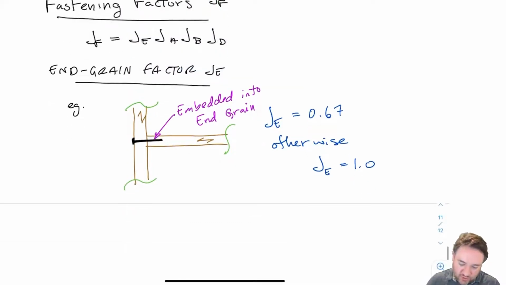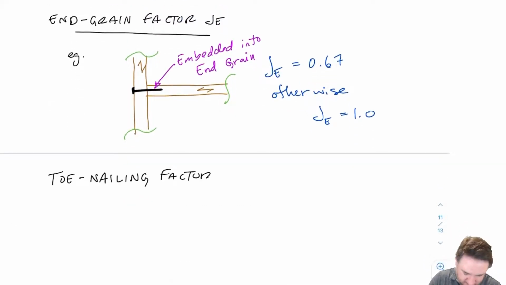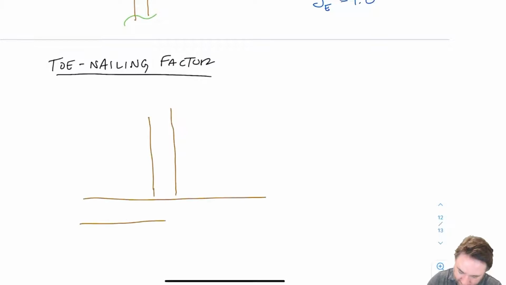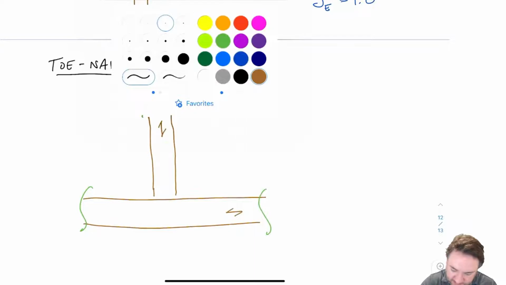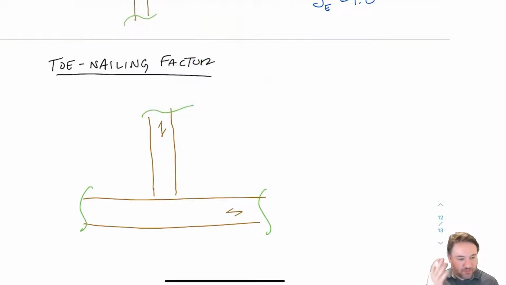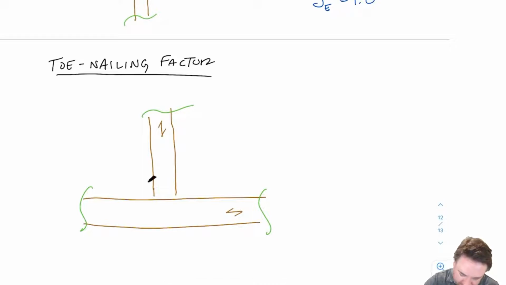Next is the toe nailing factor. Let's say I'm doing something similar and I want to nail these two pieces together. But instead of nailing from the bottom up, let's say that this is a stud sitting on a bottom plate in a light frame wall. Instead of nailing up from the bottom, I can do a toenail, which means that I start at the side and I nail in on an angle.